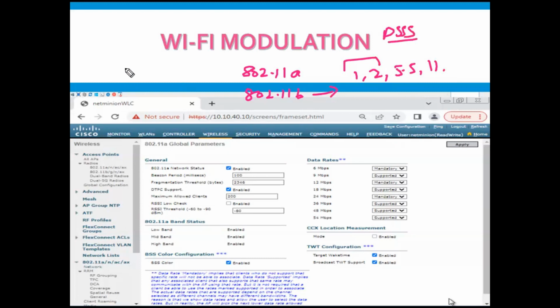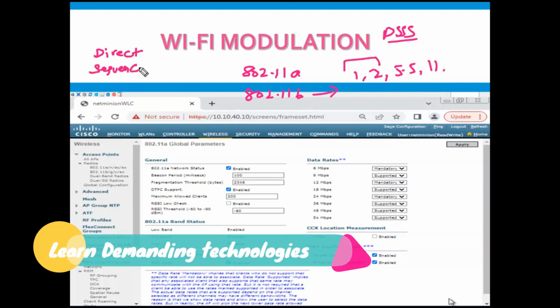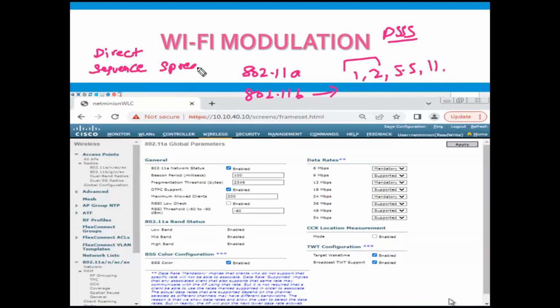Heard about it? So DSSS means direct sequence spread spectrum. Nowadays, actually, this is not so popular, or maybe a legacy one, I will say. So this is a modulation technique used in your wireless communication system to spread the signal over a wider frequency than the original data signal. DSSS is designed to provide improved resistance to interference.